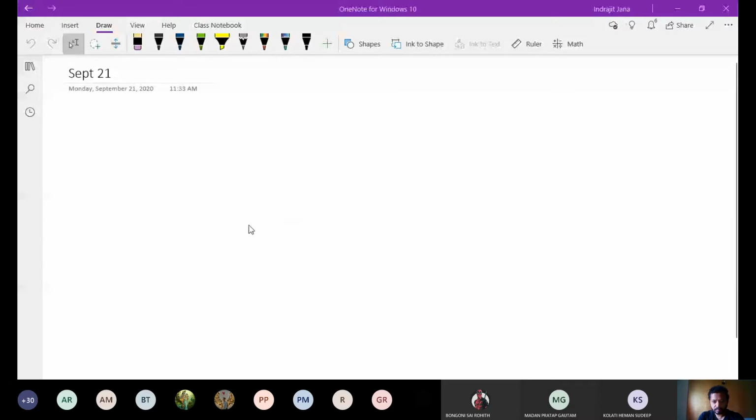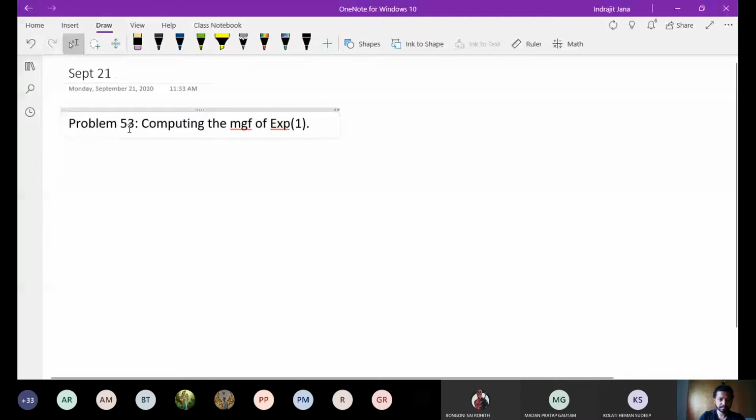Okay, the first requested problem is problem 53, and interestingly, this exact same problem was done during the lecture. This is about the MGF of a random variable with mean 1.